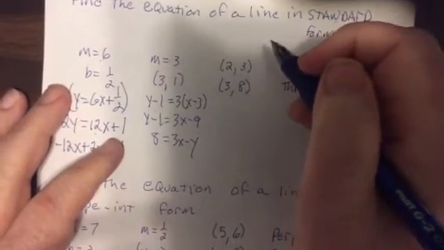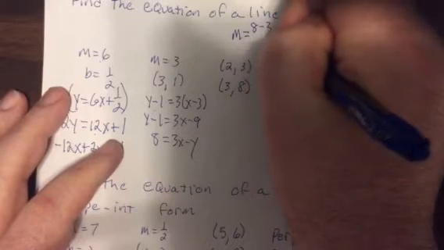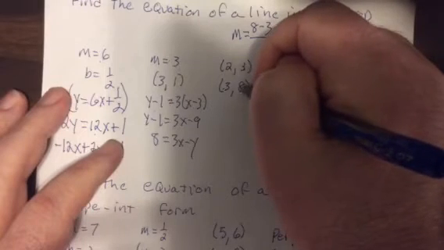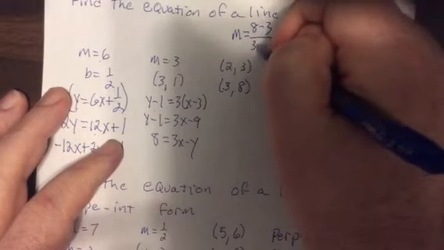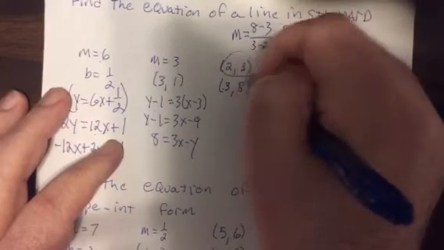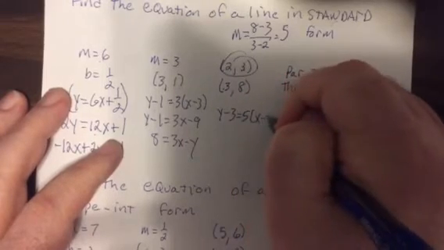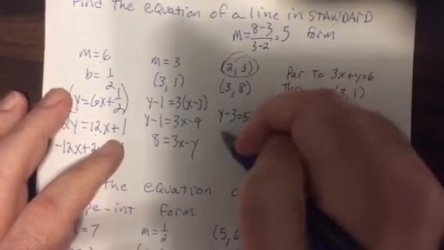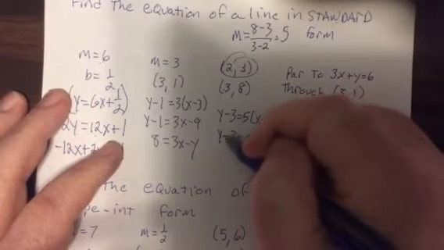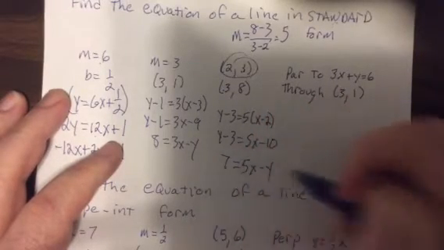The slope. So it'd be 8 minus 3, y minus y over x minus x. Now, if I start with this y, I got to start with this x. So that would be 5. So I'm going to pick that point. Y minus 3 equals 5 times x minus 2. So y minus 3 equals 5x minus 10. Subtract y, add 10. Yay.